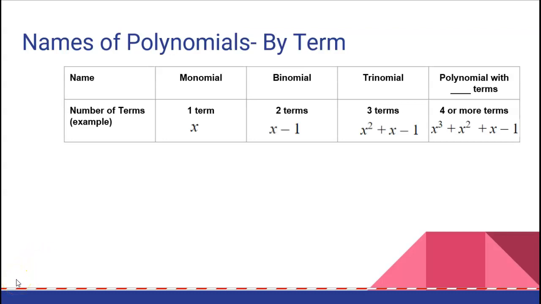If we are naming polynomials by the number of terms, it changes. A monomial has one term, whereas a binomial has two terms. A trinomial has three terms. We see 1, 2, 3. And for a polynomial with a larger number of terms, we see, for instance, this one has 4. We call it a polynomial with however many terms. So this polynomial has 1, 2, 3, 4. We would call that a polynomial with 4 terms.